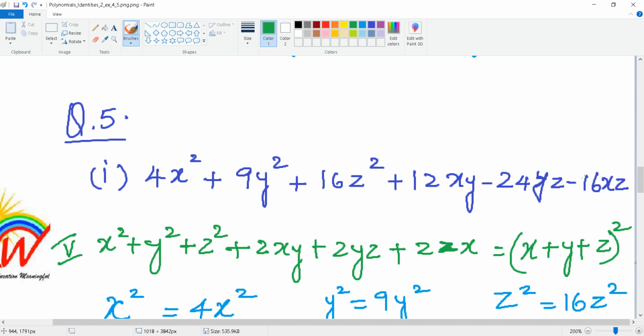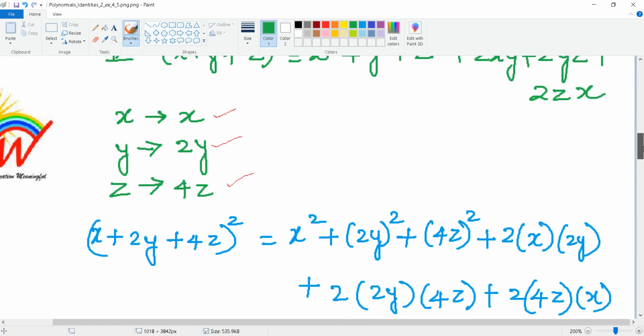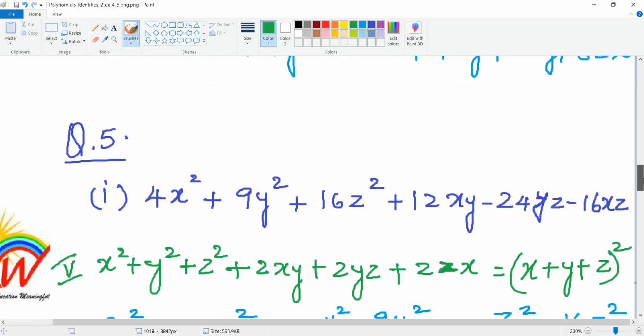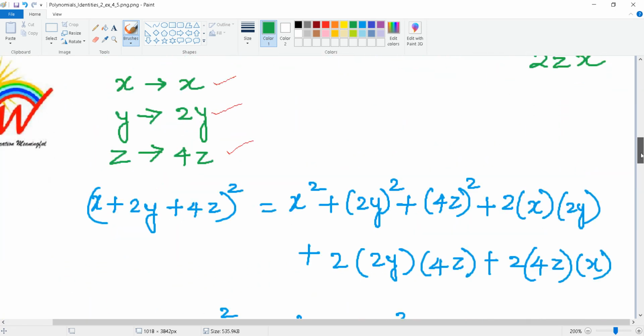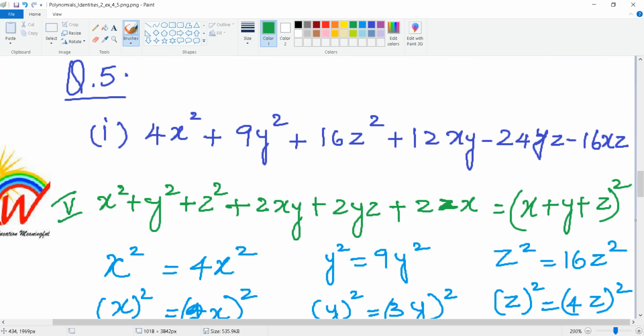But in the previous question, the fourth question, it was of the form x plus y plus z the whole square and we were supposed to expand it. Now the expanded form is given to us and we are supposed to factorize it. So first thing is we need to find out what is our x, what's y and what's z. So what do we do?